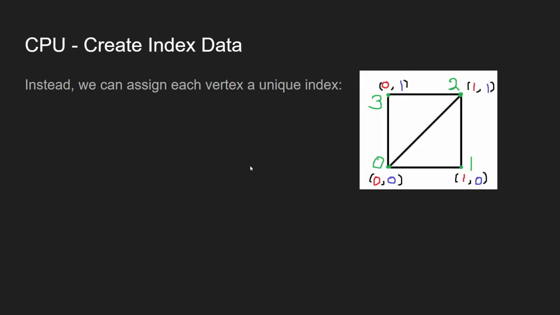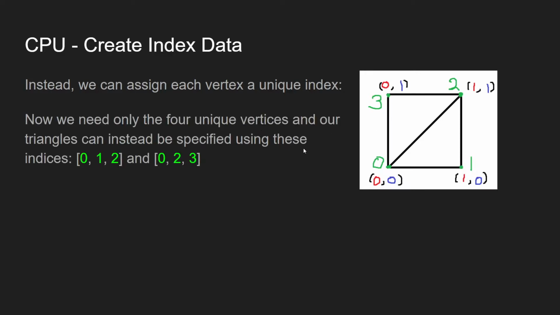So instead, we can assign an index, a unique index, to each vertex. I just went counterclockwise here, which is slightly important. I'm not sure if I'll talk about why, but there is a reason for this. So we have 0, 1, 2, 3. Now, we only need 1 copy of each of these XY pairs, and then we can instead draw our triangles using these indices. So the bottom right one, instead of 0, 0, 1, 0, 1, 1, would be 0, 1, 2. And then the top left, similarly, would be 0, 2, 3.